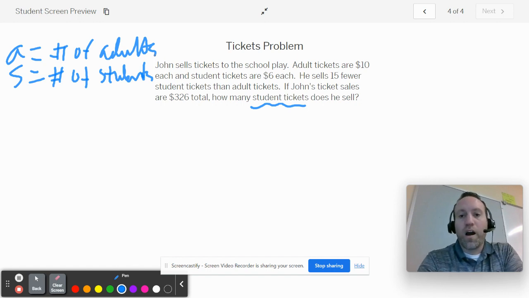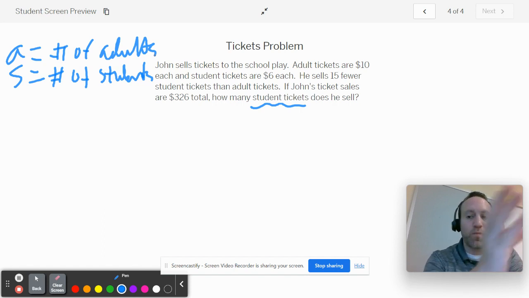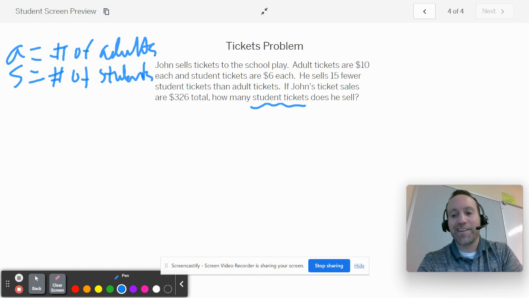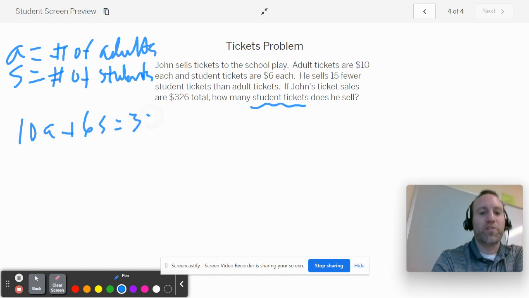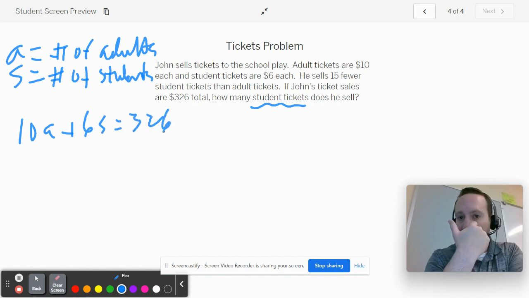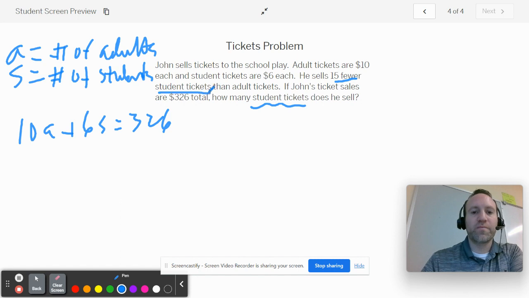Okay, so adult tickets are $10 each and student tickets are $6 each, similar to the coin problem. Take the value of an adult ticket, multiply it by the number of adult tickets, you get your total value of the adults. So 10A plus 6S is going to be my 326. And what else do we know? We know that we sold fewer student tickets, right? He sells 15 fewer student tickets.